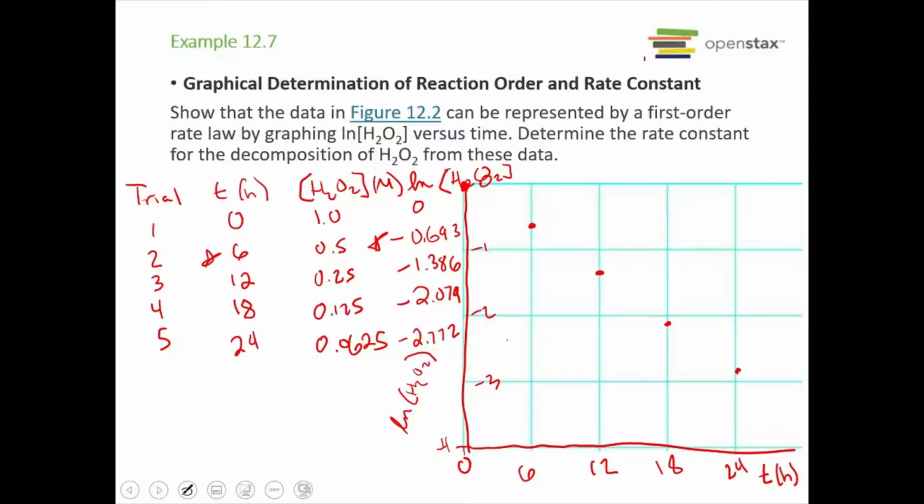So now we're going to go ahead and connect our points. That was a terrible straight line, but it's as good as I'm going to get. And you notice we have a nice straight line. Because it's a straight line, that tells us yes, this is first order. So then the next thing to do, we want to figure out our rate constant.